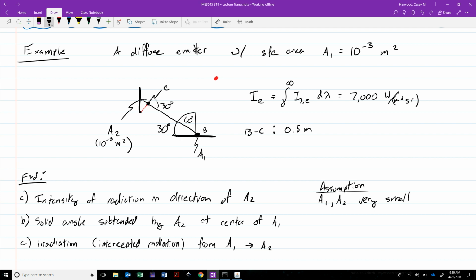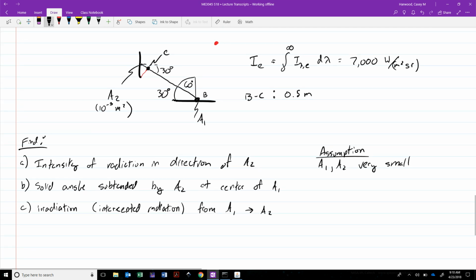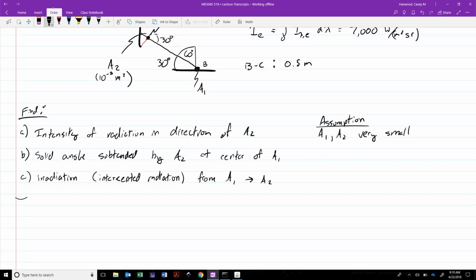So, in the direction of our surface A2, it's also 7,000 watts per meter squared steradian in all directions, including that of A2.